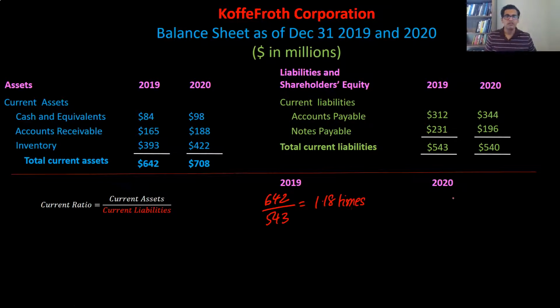You can do the same thing for 2020. So for 2020, your current assets are 708, and you can divide that by the current liabilities in 2020, which is 540.